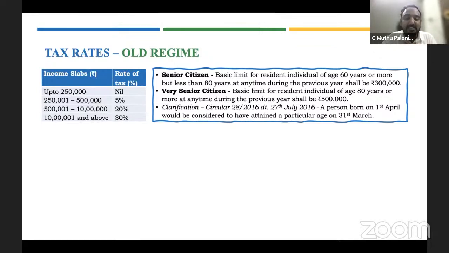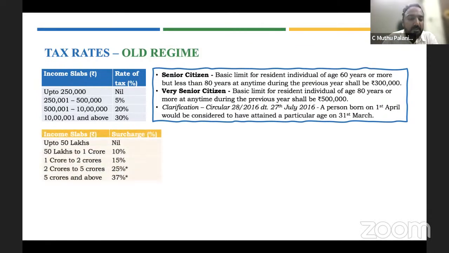When you say senior citizen, there are 2 conditions. One, the person must be a resident. The other, the person must be 60 years or more. Similarly, for a very senior citizen, the person must be a resident and 80 years or above. So the senior citizen and very senior citizen benefits are applicable only for a resident, and not for a non-resident. The resident could be ordinary or not ordinary, but it must be a resident. That's the only condition.